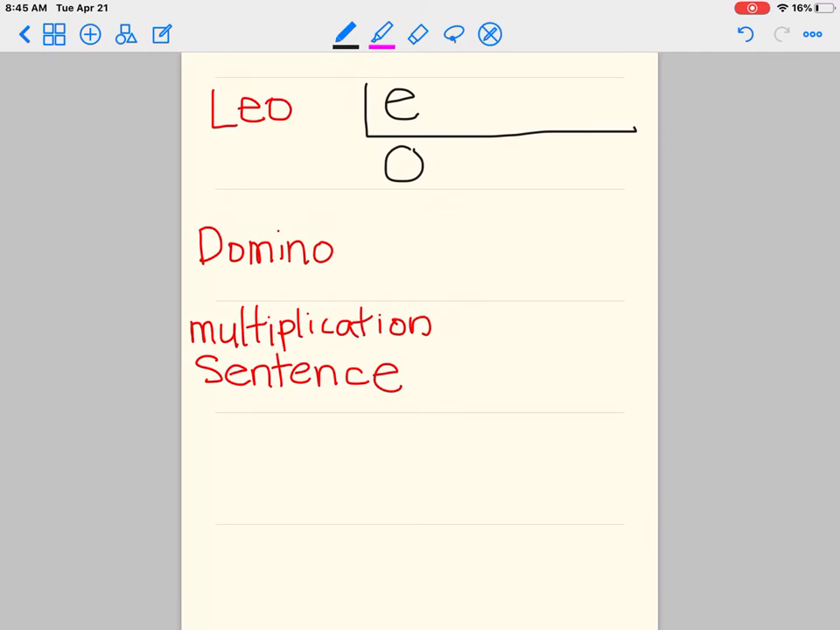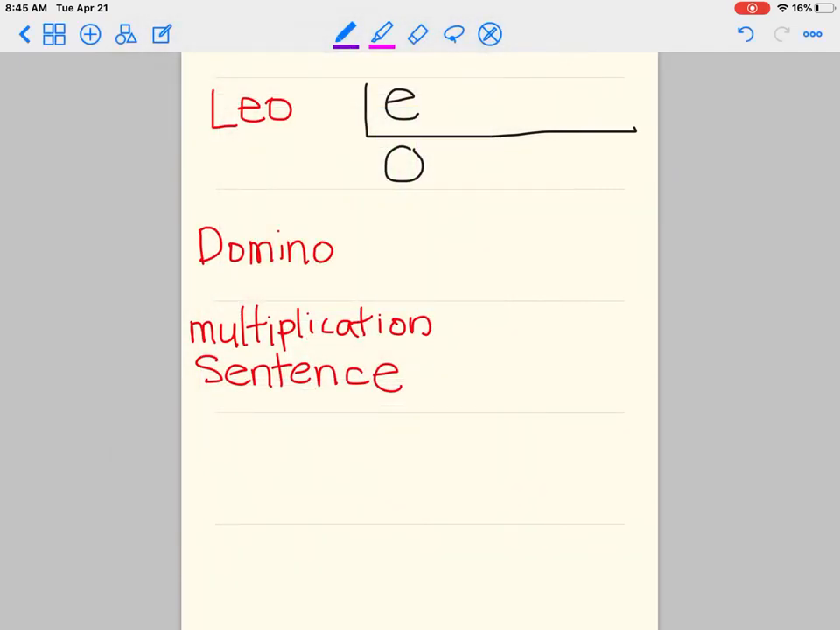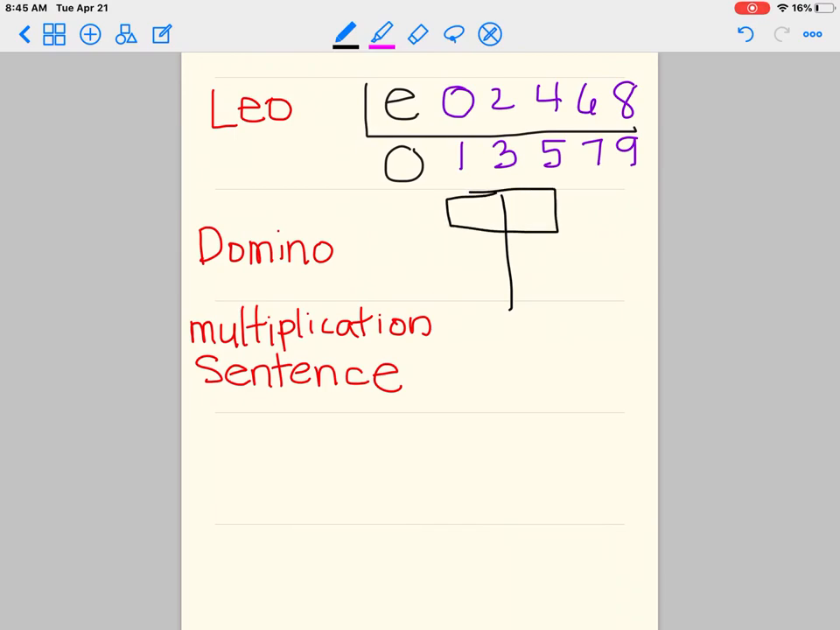And then I start with 0. I use another color of pen. 0, 1, 2, 3, 4, 5, 6, 7, 8, and 9. And those are my even numbers and my odd numbers. Domino, that's the one we just used. I use a domino to help me solve for my multiplications.